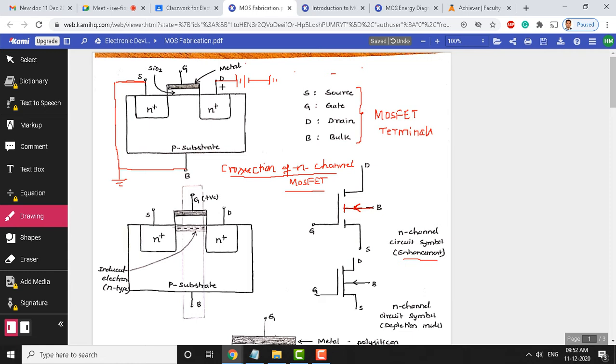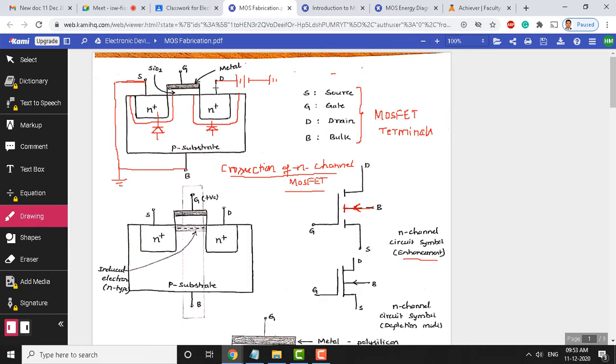The IDS you are expecting here is going to be 0 because there is isolation here. Surrounding this n plus region you can see the depletion region, because it is a p-n junction. There is a p type substrate and an n plus region, so it forms a p-n junction. You can imagine a diode here, and even here also. Surrounding this n plus region you will see a depletion layer, so you will have a diode here.